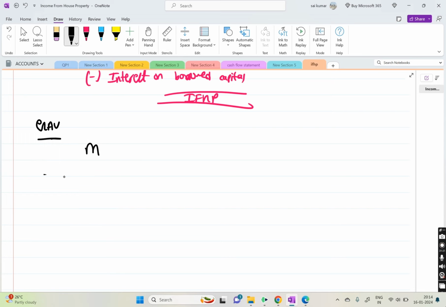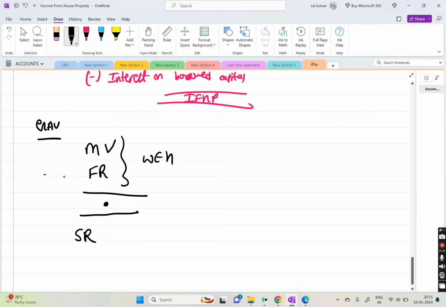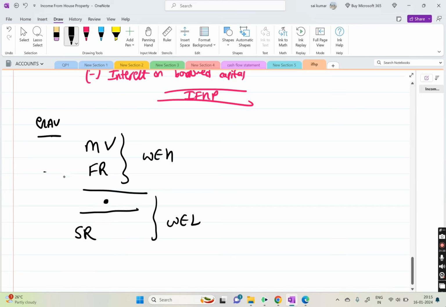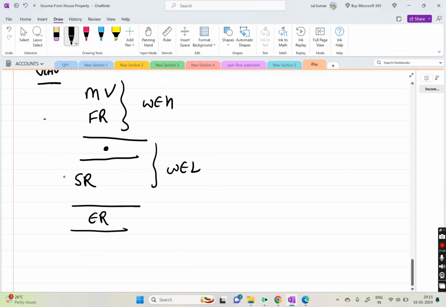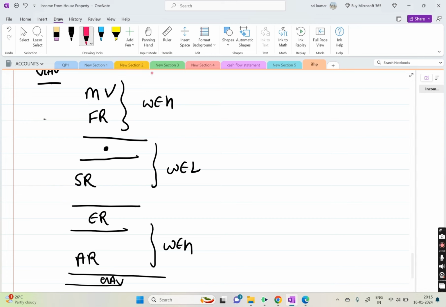Okay, so first we'll find out municipal value or fair rent. Whichever is higher, you'll get one figure. You'll compare it with the standard rent, then find out whichever is lower. Whatever figure you get is called expected rent. Then you compare it with the actual rent, and whichever is higher is your answer, that would be GAV. Shall we do some questions based on this? So basically this is high, low, high.